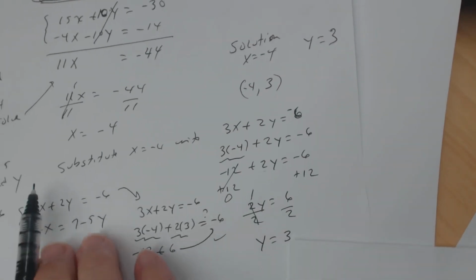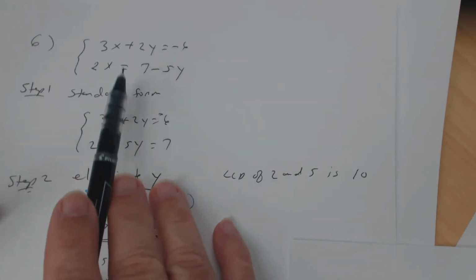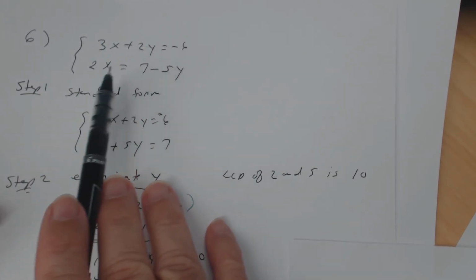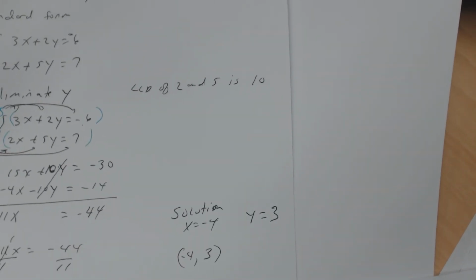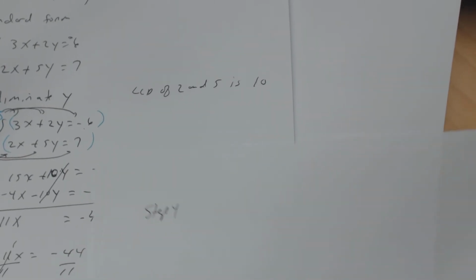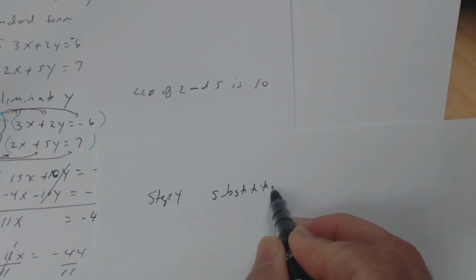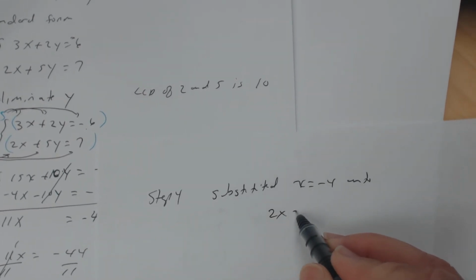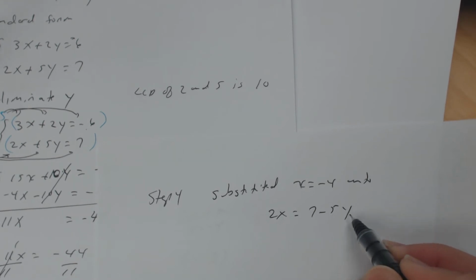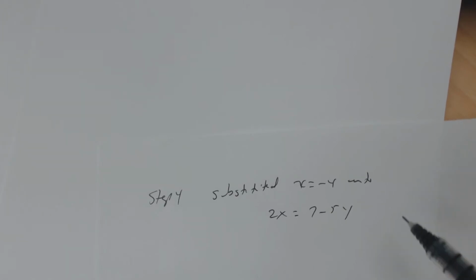Now, before I go on, I just want to mention, remember when for step 5 I said you can substitute x equal negative 4 into one of these? And if you wanted to do this one, that's fine. Let me just show you what happens if you do it. So in step 4, if you had substituted x equal negative 4 into 2x equal 7 minus 5y, you should still get y to be 3. All right, let's check it.